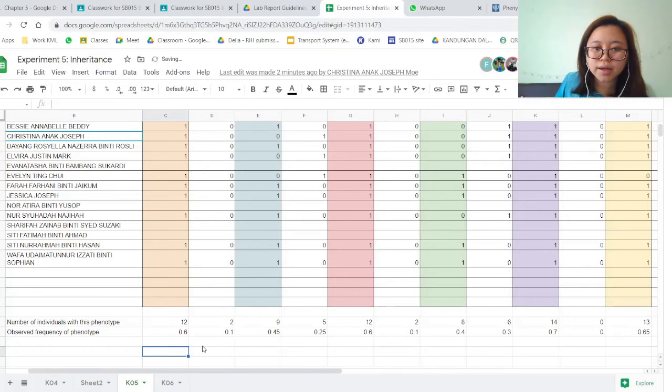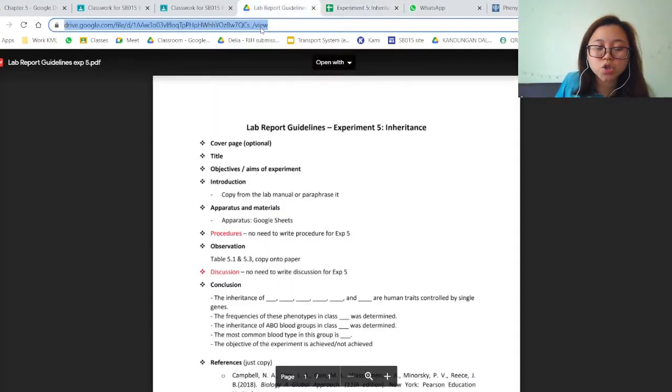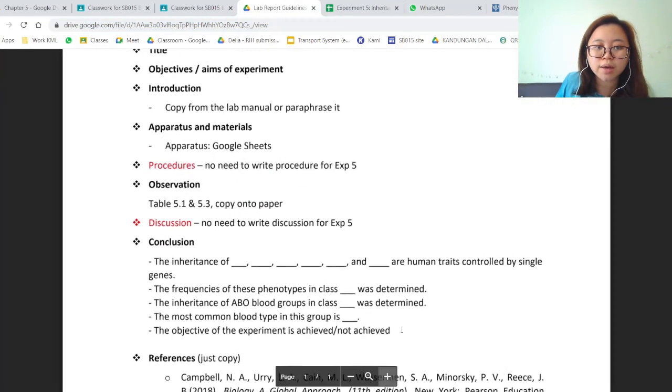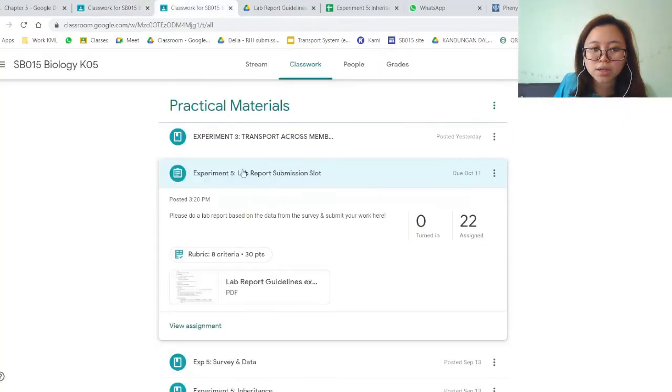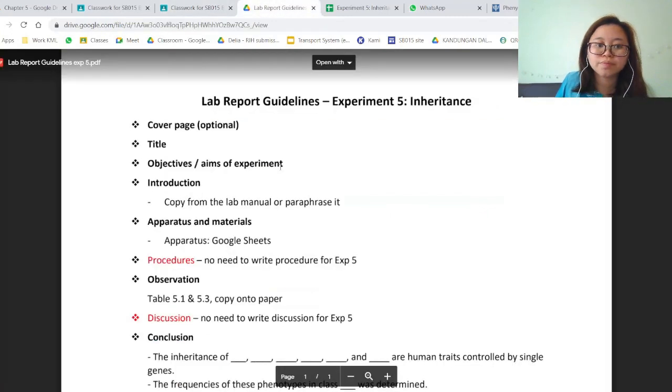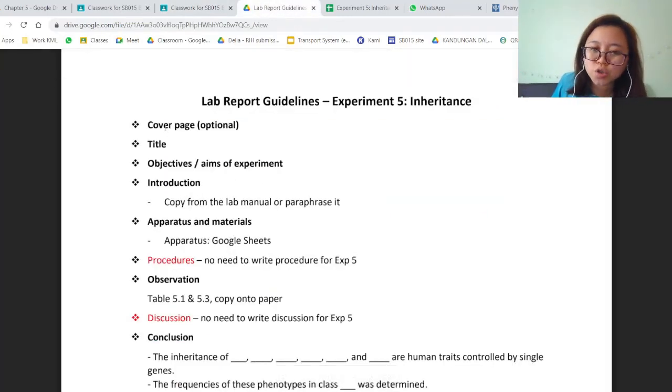All right, and that brings us to the lab report. So, macam mana kamu mau buat lab report? I have the guidelines for the lab report posted in the Google Classroom. If you don't know where it is in the Google Classroom, it's here under Experiment 5, Lab Report Submission Slot. Okay, you can choose whether you want to do the title page or not. If you want to do the title page, it should have the title of the experiment, your name, my name as your lecturer, and also the date of submission bila kamu hantar.